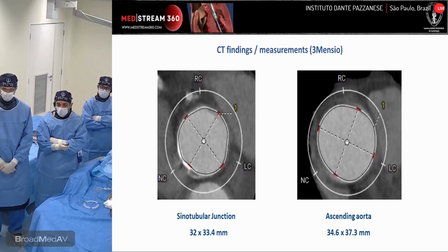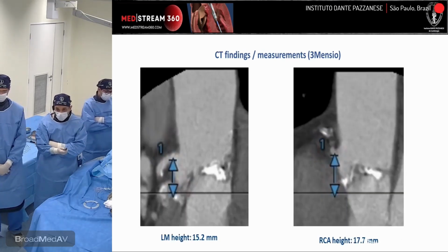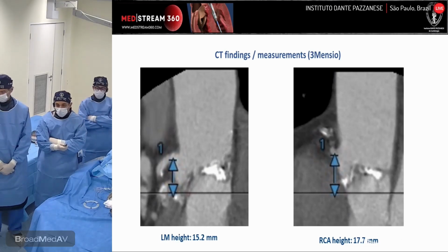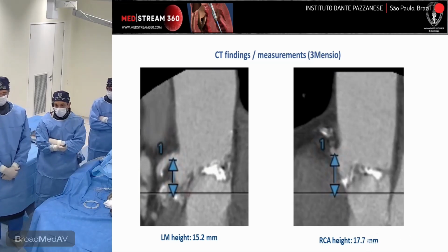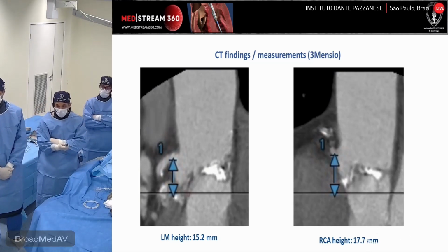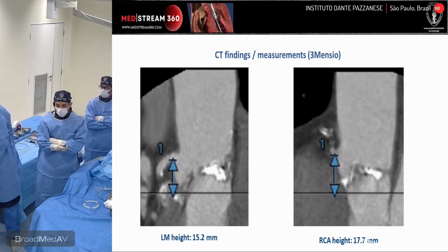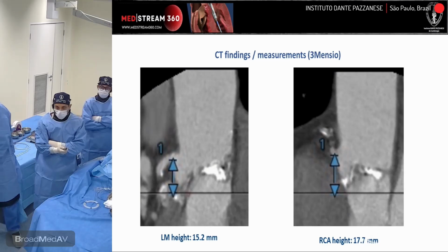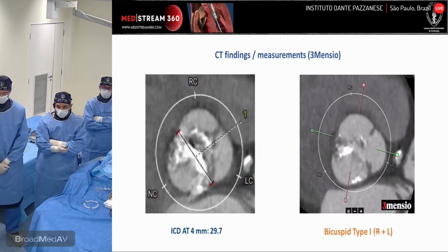He has no ascending aorta dilation. You can see here the measurements. The coronary height to the annulus are good, both on the left and the right. They are above 12 millimeters, so this patient has a low risk for coronary occlusion during the procedure.